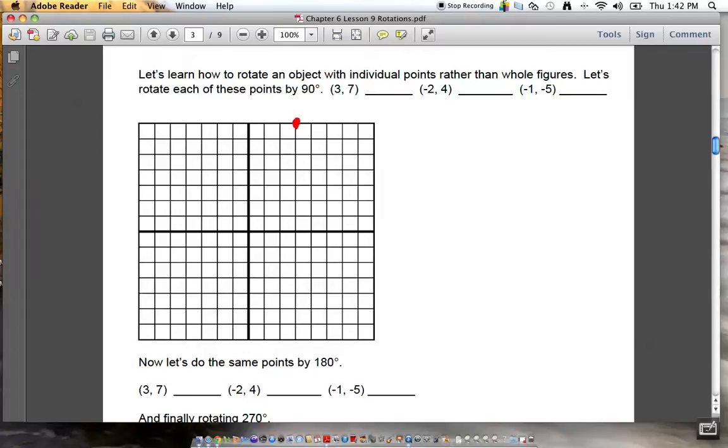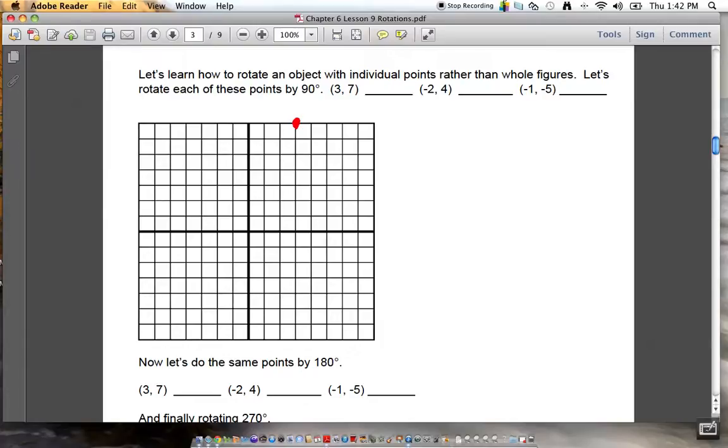Now, ready? This, to me, is the best way I know of to do rotations. Everybody mark your paper. Mark it 3, 7. Now, put your finger right smack in the middle of the graph. Now, start with your paper facing perfectly up to the top of your desk. Now, I want you to spin it counterclockwise a quarter turn, because a quarter turn is 90 degrees. Spin it a quarter turn.